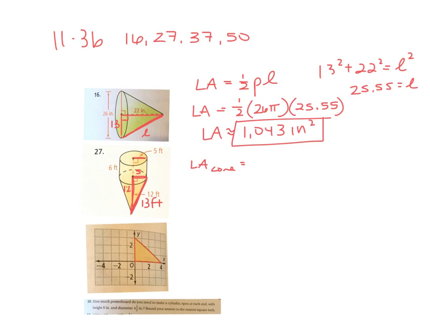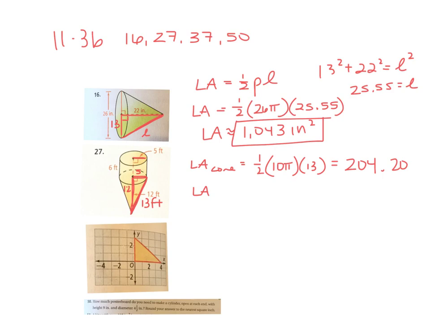So you would do 1/2 times the perimeter of the base, that would be 10 pi, times the slant height, which is 13. This one asks for it to the nearest whole number, so you can just plug that in. 1/2 times 10 pi times 13 is 204.20 for now. So that's the lateral area of the cone.